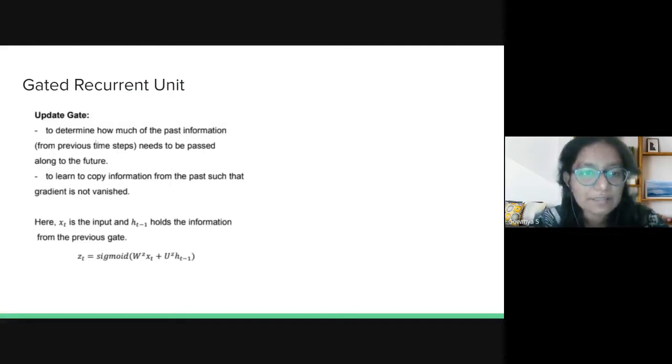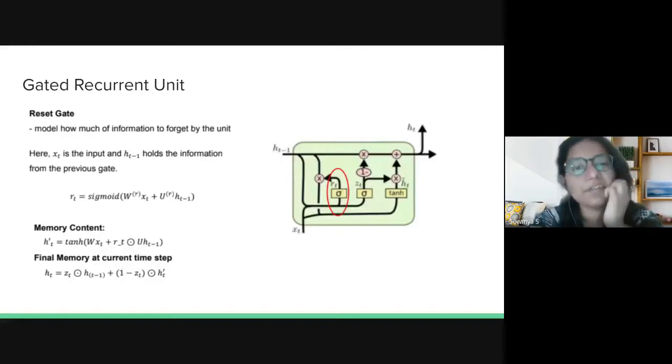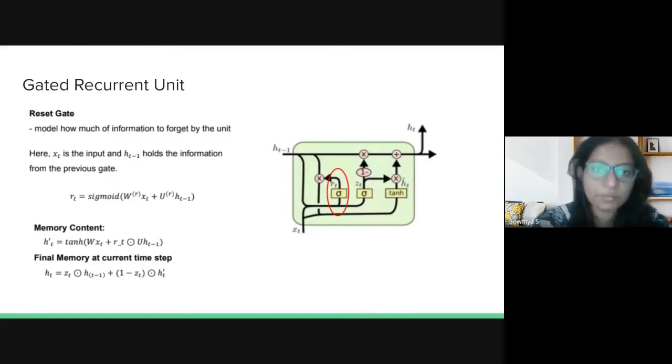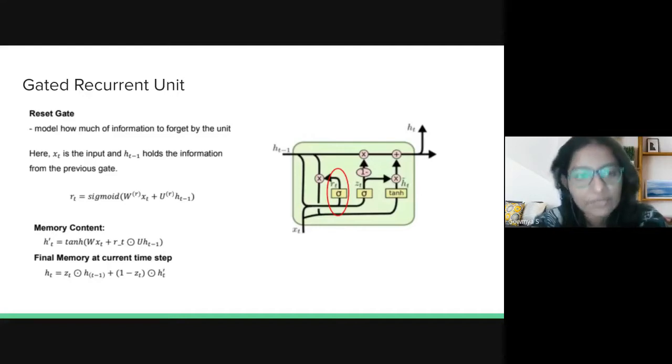The update gate determines how much of the past information needs to be passed along to the future, which is our cell state update. And so again, we use the sigmoid. And the reset gate depends on how much to forget. So I guess the output gate is not there. One of the gates is not there in the gated recurrent unit, and so it is a slightly simpler model to train. So if you have less data, instead of going for LSTMs, you can go for the gated recurrent unit. Because this controls how much information you have, how much information you pass on, how much to forget, etc.